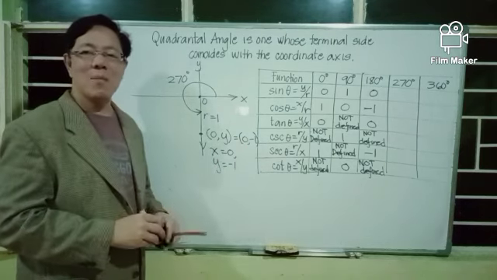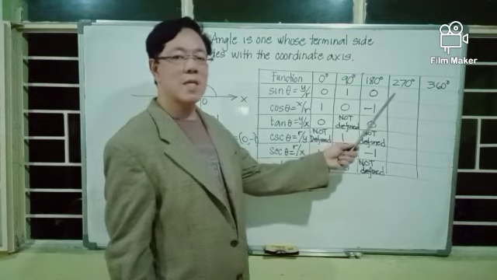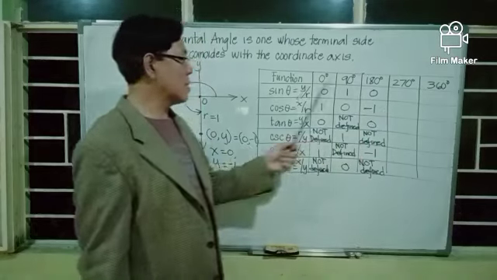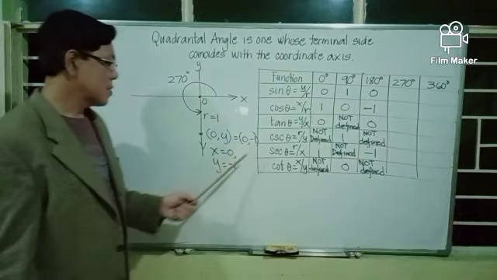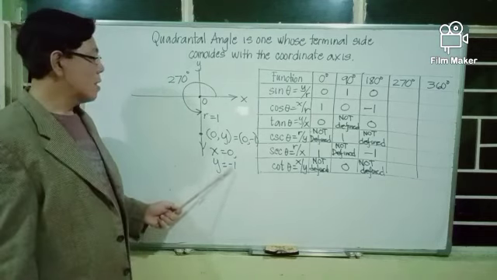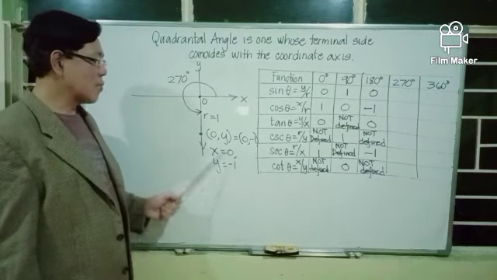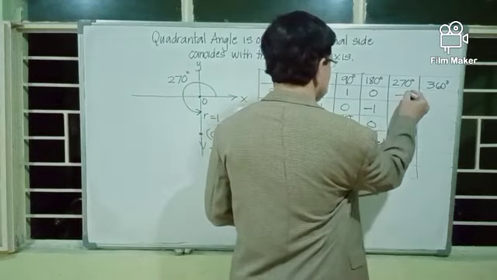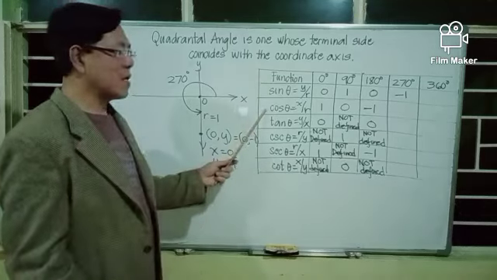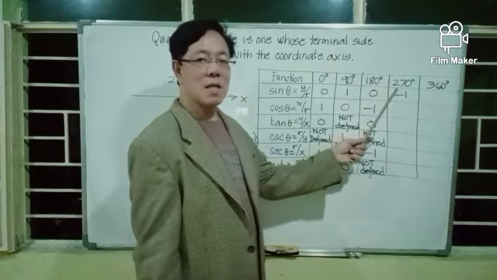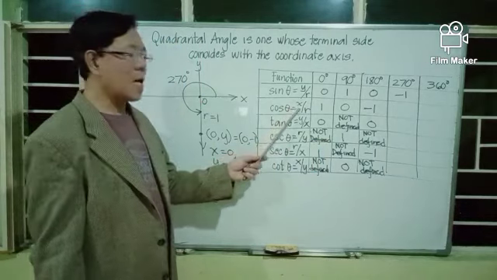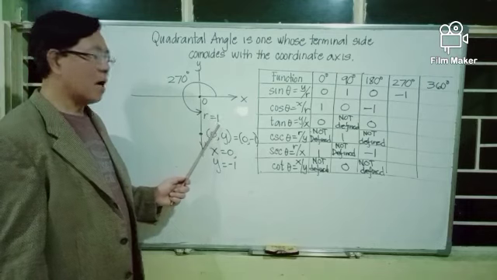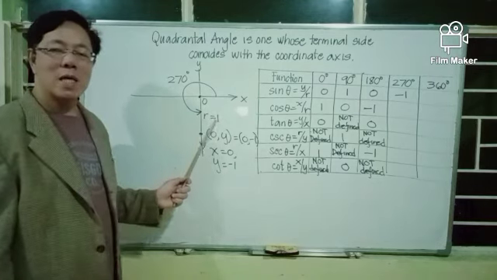Now we find the trigonometric functions of 270 degrees. Sine of 270 degrees is equal to y over r. Y is negative 1, r is 1. Negative 1 divided by 1 is negative 1. Next, we find cosine of 270 degrees equal to x over r. At this point, x is 0, divided by r is 1. 0 divided by 1 is 0.